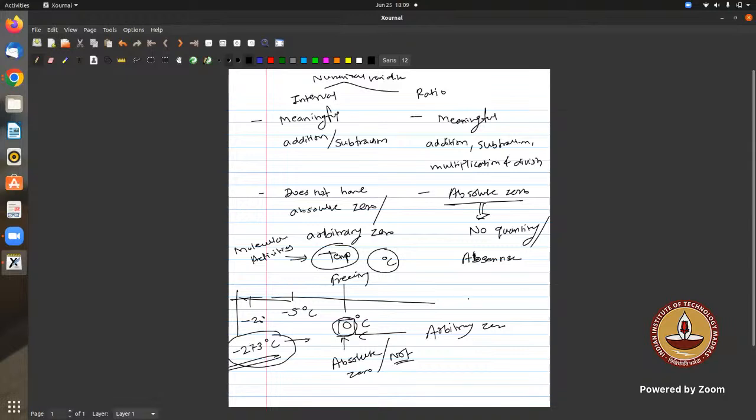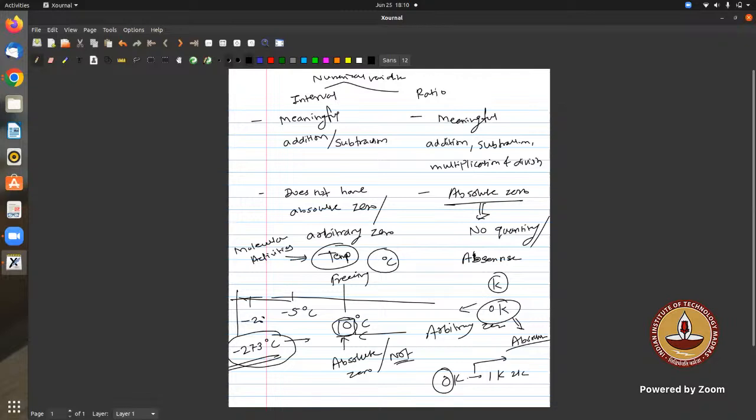What is absolute zero? When I measure temperature in terms of Kelvin, 0 Kelvin indicates what? Absolute zero, because at that point no molecular activities are present. So below 0 Kelvin there is nothing, right? After 0 Kelvin it will start with 1 Kelvin, 2 Kelvin, and so on. We'll be able to see some molecular activities above that, and hence this zero is an absolute zero.